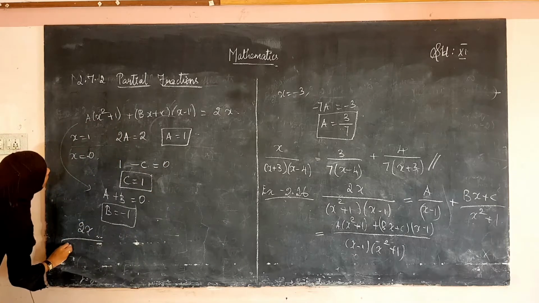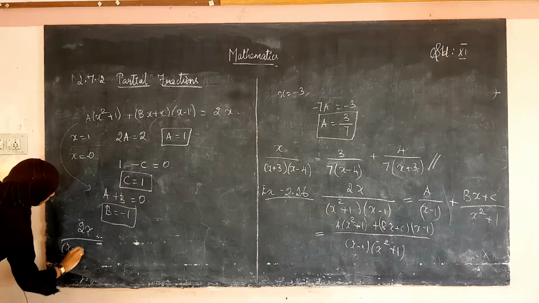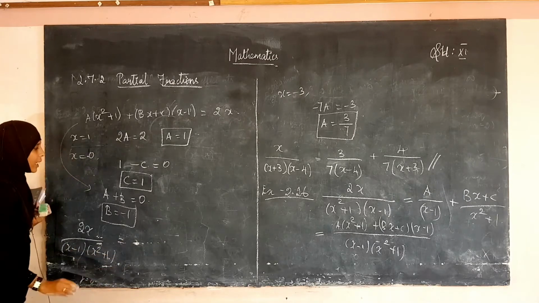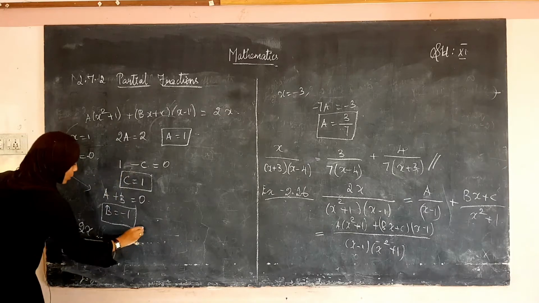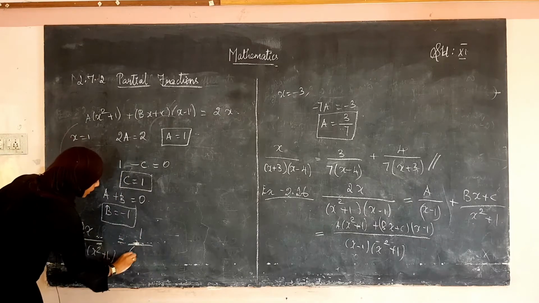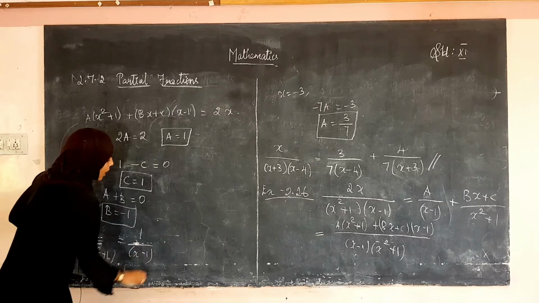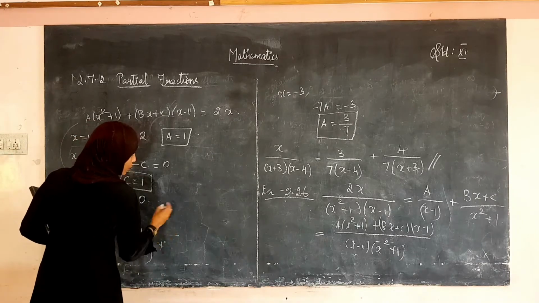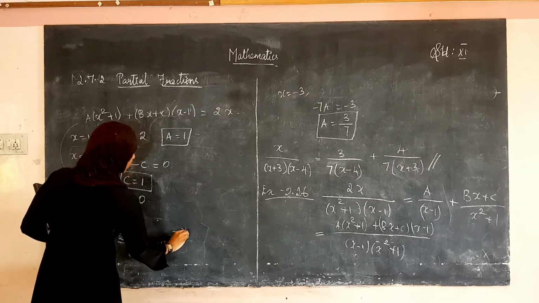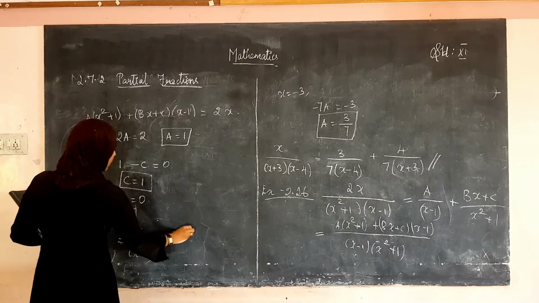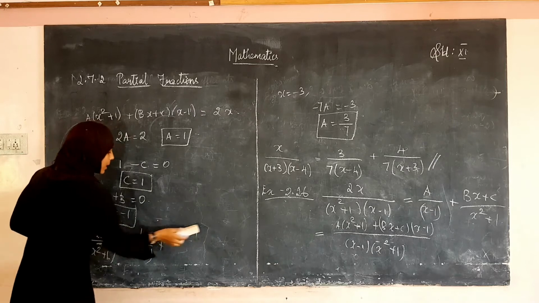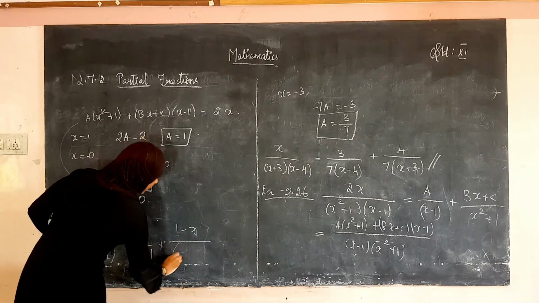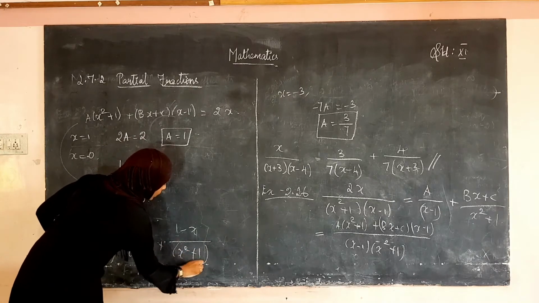X divided by (x minus 1) into (x square plus 1) is equal to a divided by, what is a? A is 1. 1 divided by x minus 1 plus, what is b? B is minus 1x. So minus 1 into x, therefore minus x. What is c? C is 1 plus 1, minus x plus 1 can be written as 1 minus x. 1 minus x divided by x squared plus 1.